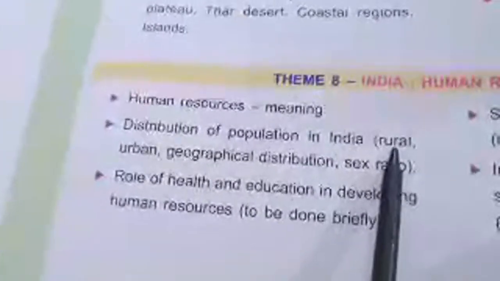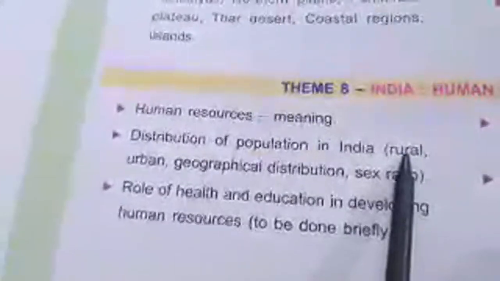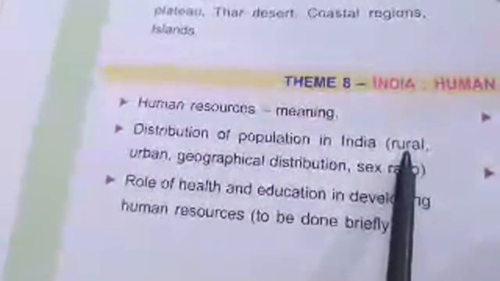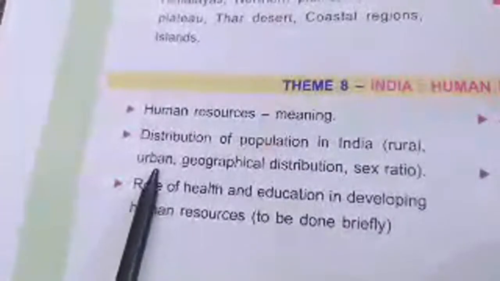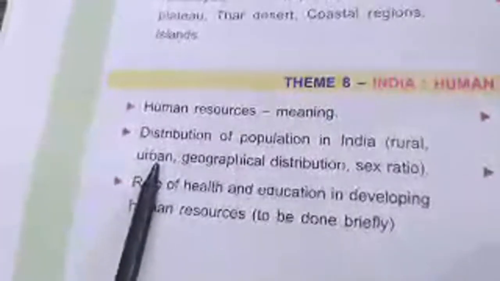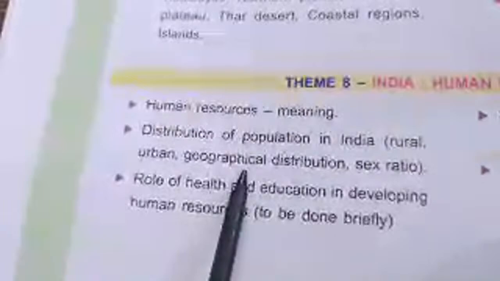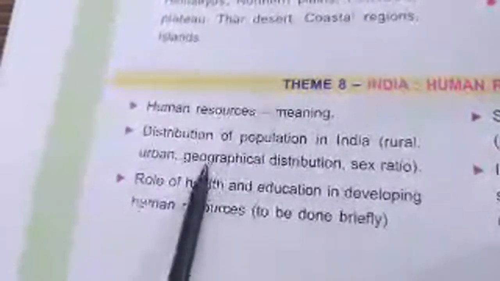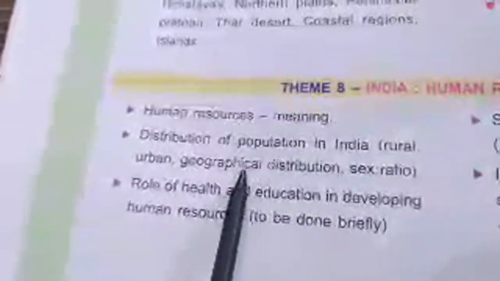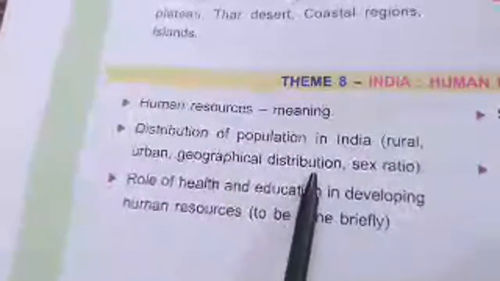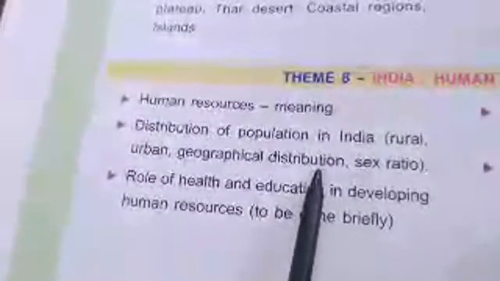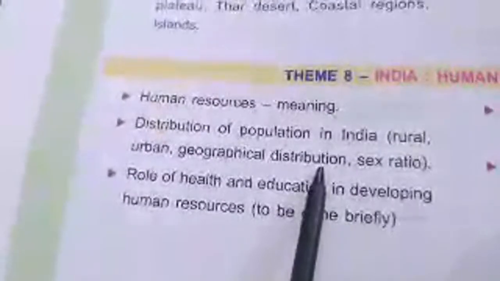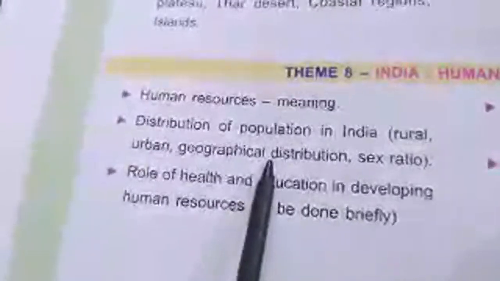So in the villages you will find the distribution of population is different, the structure is different. In urban, means cities, the population which is found in the cities. Geographical distribution means you will study how this population is distributed in the different parts of our country India, because you will find some areas which are very densely populated, some areas are very, very sparsely populated.